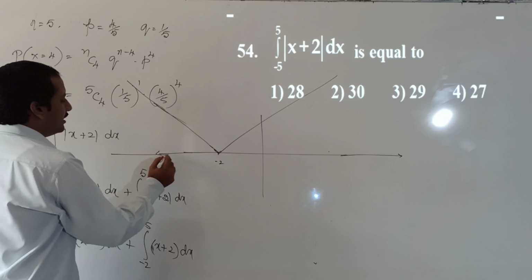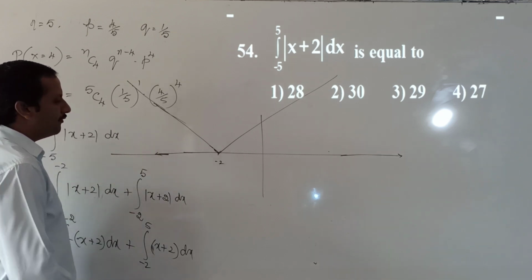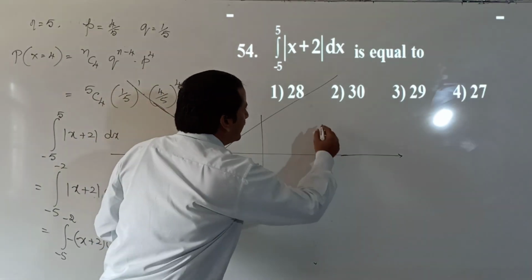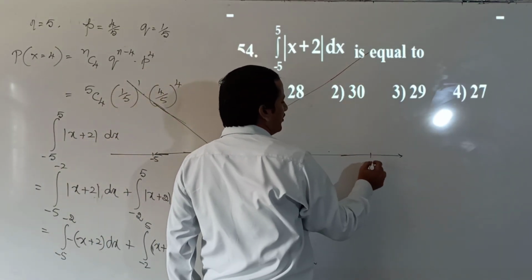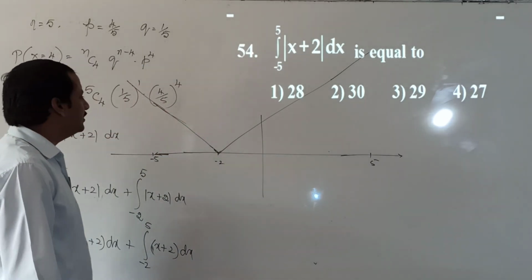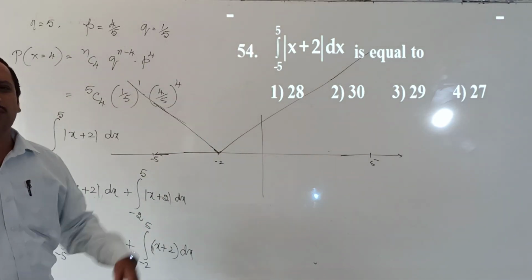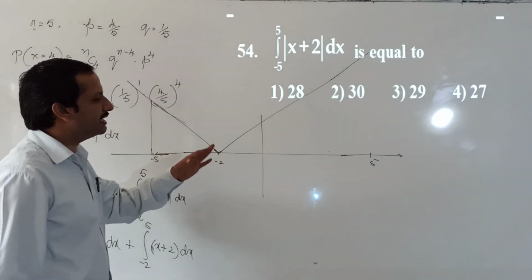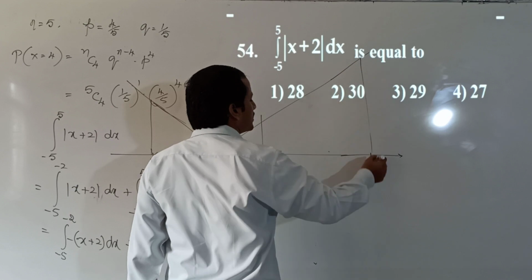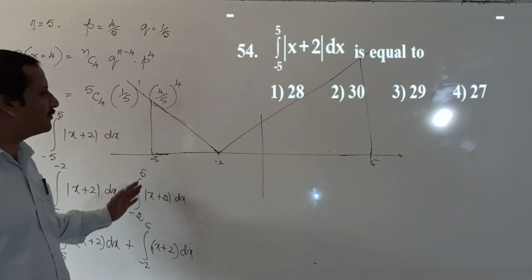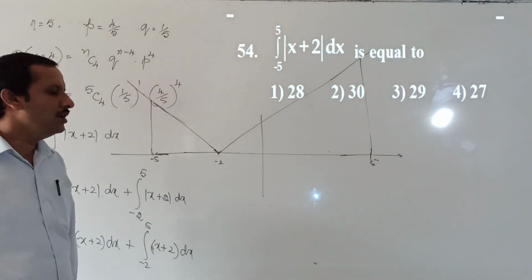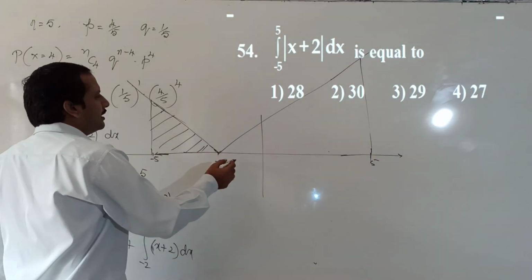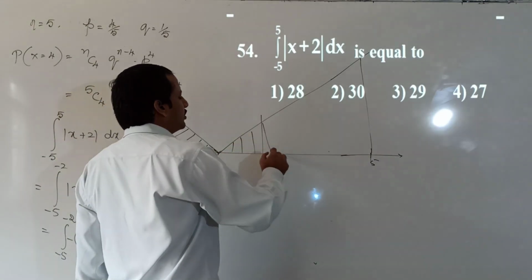We are asked to find the value of this integral from minus 5 to 5. Let me take minus 5 here, and 5 will be somewhere here. So the integral from minus 5 to 5 of mod of x plus 2 dx will actually give you the area bounded by this curve with the x-axis between the lines x equal to minus 5 and x equal to 5. So through this integral, we are actually finding the area of these two triangles.